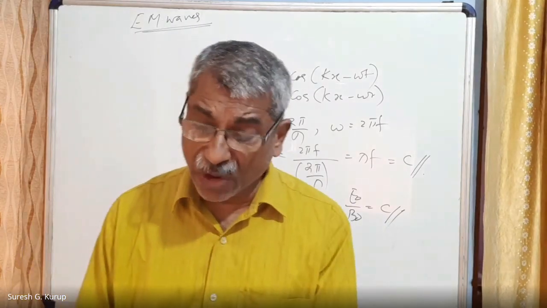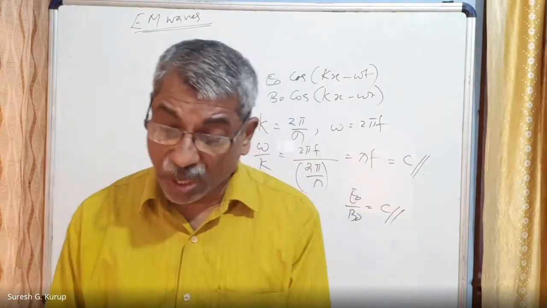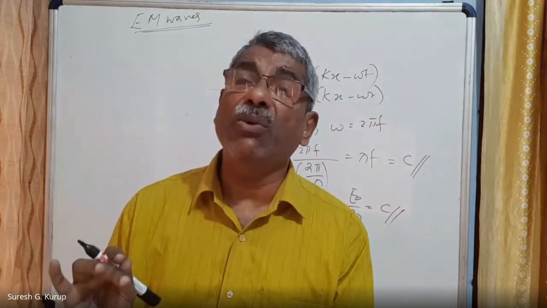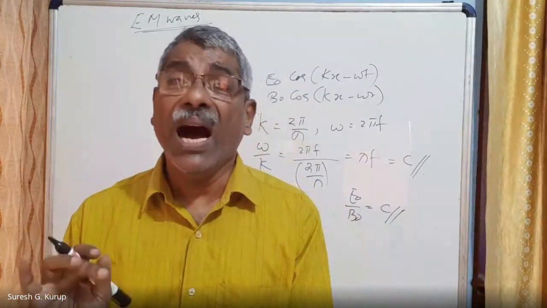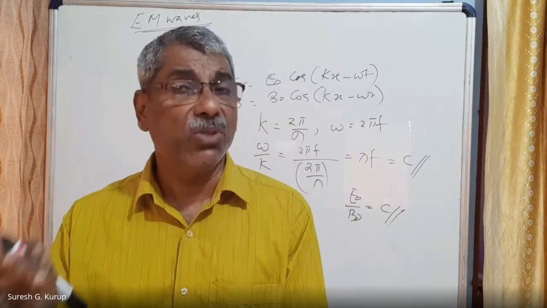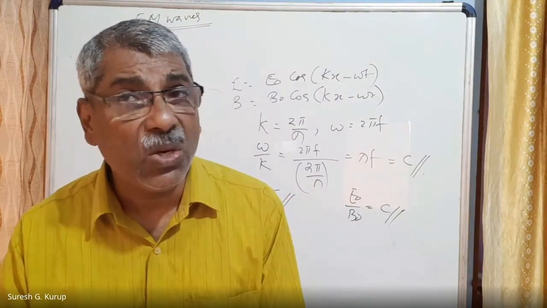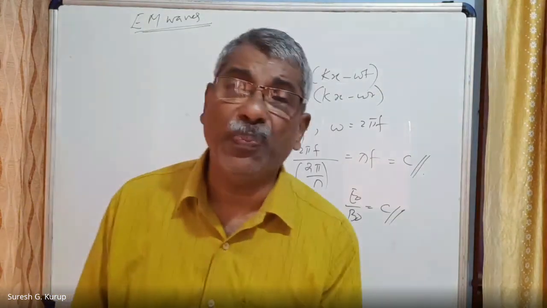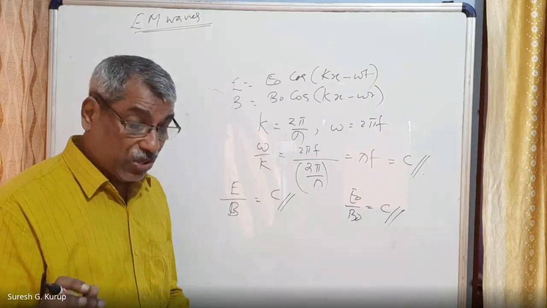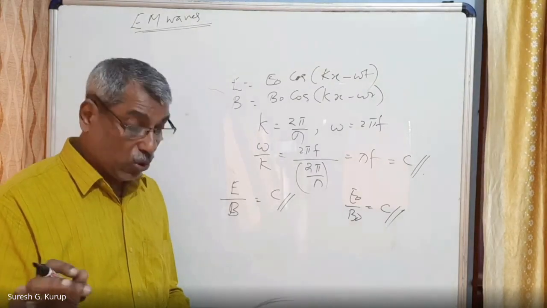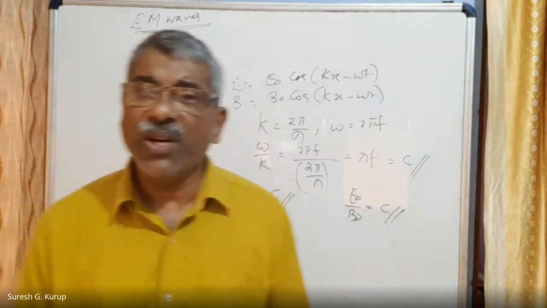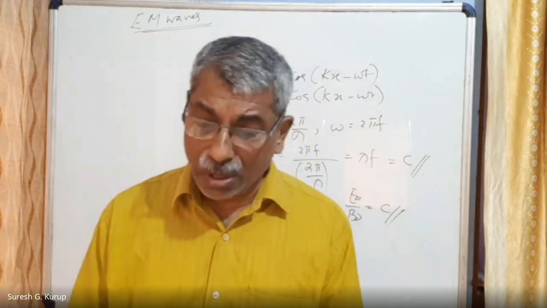That is also given by half B0 square by mu 0 into c. What is this? Intensity of an EM wave is given by I is equal to half epsilon 0 E square into c, which is the same as half B0 square divided by mu 0 into c. This is intensity. Everything you will get in the notes also, right? And go on seeing this video again and again.